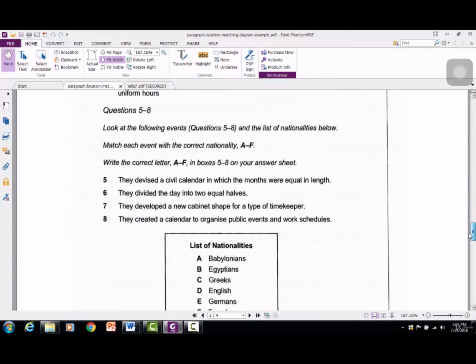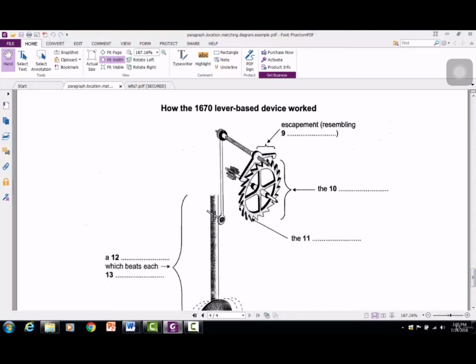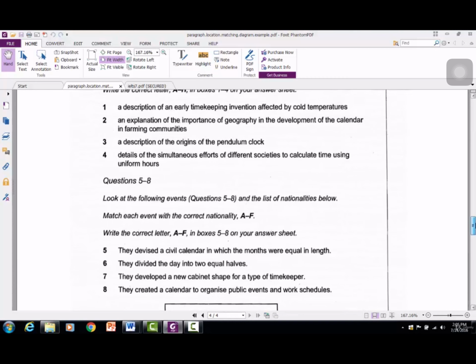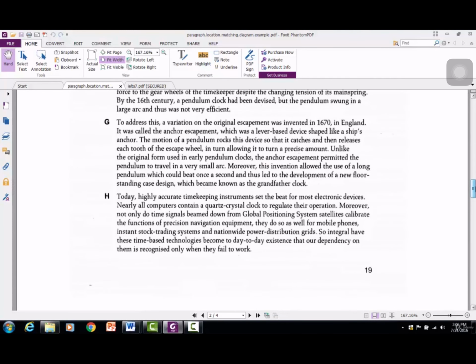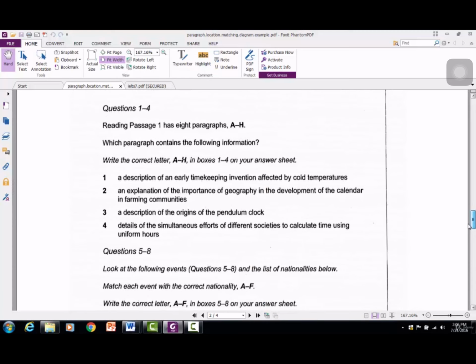And then afterwards, we would go down and do the diagram question. And we know this information is in this paragraph that says it has 1670. But when we look at this paragraph that has 1670, there's nothing in here about geography or farming. So we know the information is not in, I'm looking at paragraph G now, there's nothing about farming or that stuff there in paragraph G.